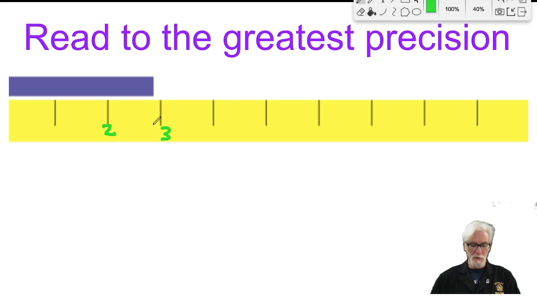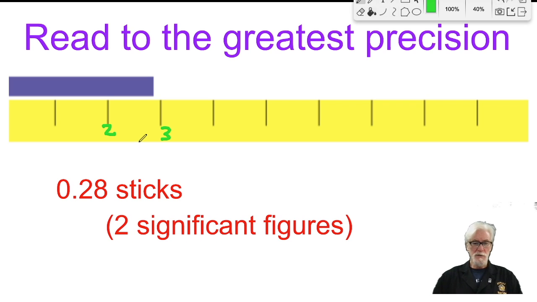I can read this to the 10th as well. And it looks to me like it's 8/10 of the way between 2 and 3. And so I would say that the length of this purple thing is 0.28 sticks. Because this tool gives me greater precision, I now can write this number to 2 significant figures. So the significant figures are all the numbers we know for sure, plus one more digit to the right that's kind of a guess or an estimate.